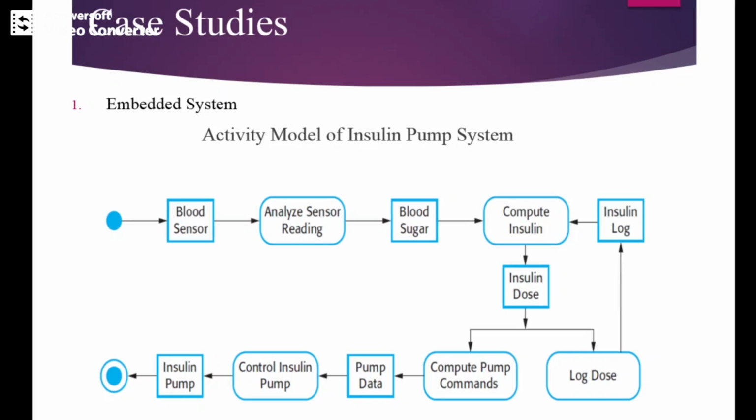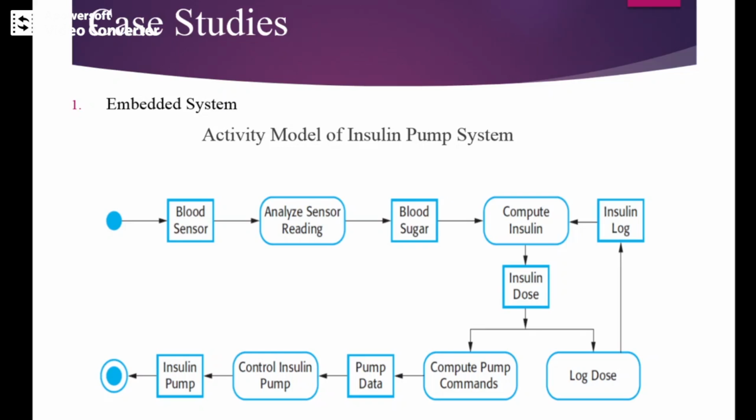Now let us see the different case studies. First case study we are going to see is an embedded system. Do you know what an embedded system is? It is a software controlled system. This diagram shows the activity model of an insulin pump system. What is your system name? Insulin pump system. By the term itself, you have an idea that it's related to the diabetes problem.